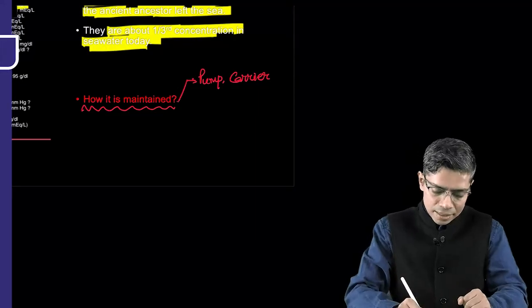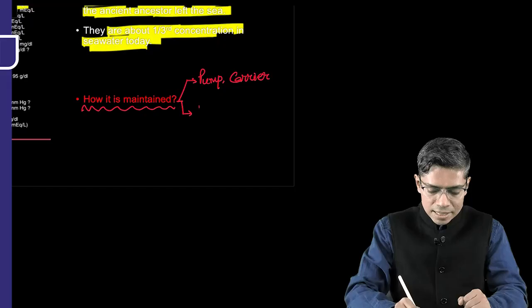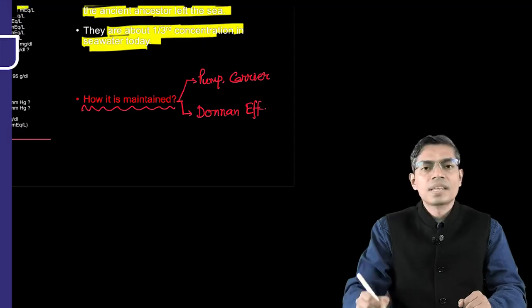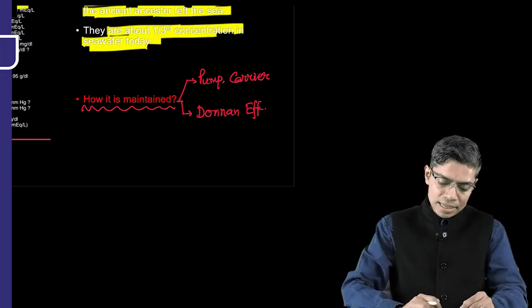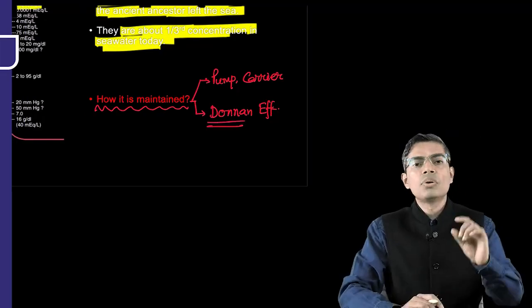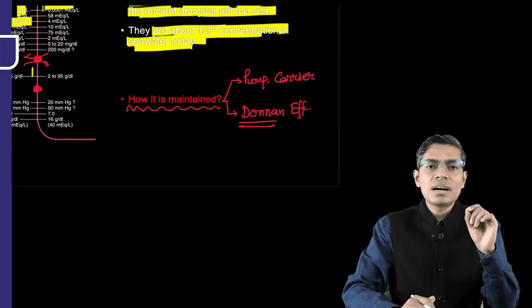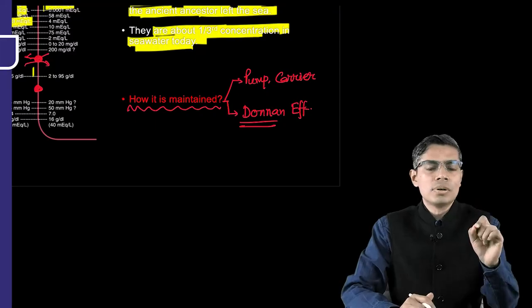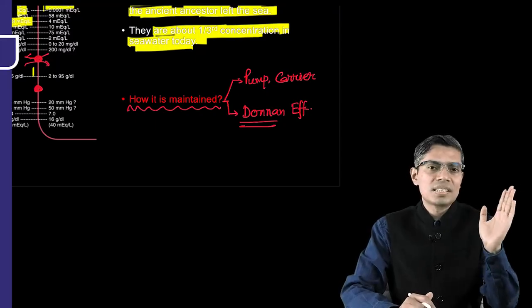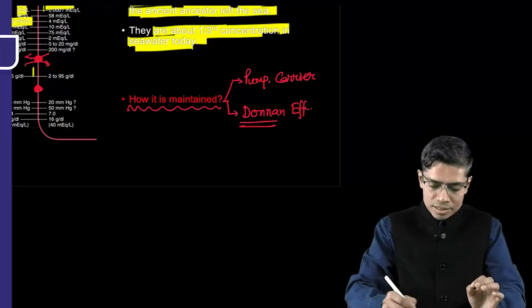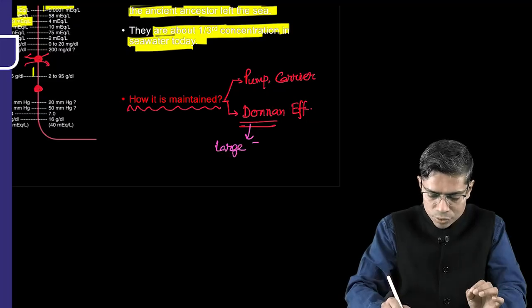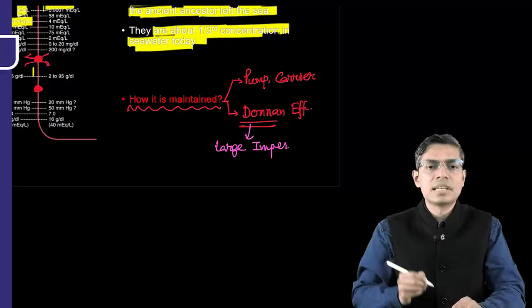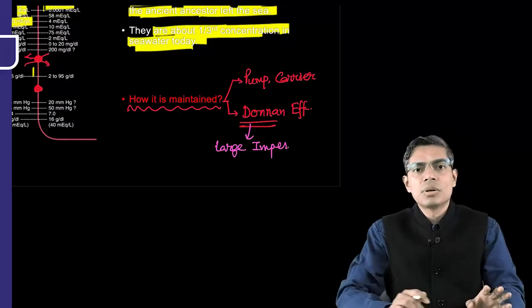And the second is the Donnan effect. So second, how this composition is maintained is by the Donnan effect. First thing first, remember the Donnan effect is due to a large impermeable molecule which is present mainly on one side of the cell. The molecule should be large and impermeable through the cell membrane, and only then will the Donnan effect arise.